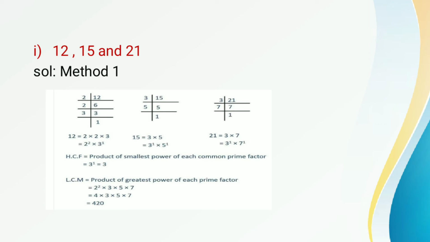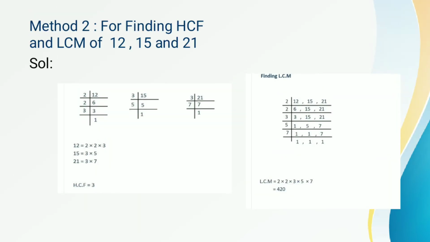So the HCF becomes 3. And the LCM is the product of the greatest power of each prime factor. We know that 2 square into 3 into 5 into 7 has the greatest power of each prime factor of all the three numbers. So we write it as 4 into 3 into 5 into 7, which is equal to 420. For the next method, for finding the HCF and LCM of 12, 15 and 21, we go for the second method.